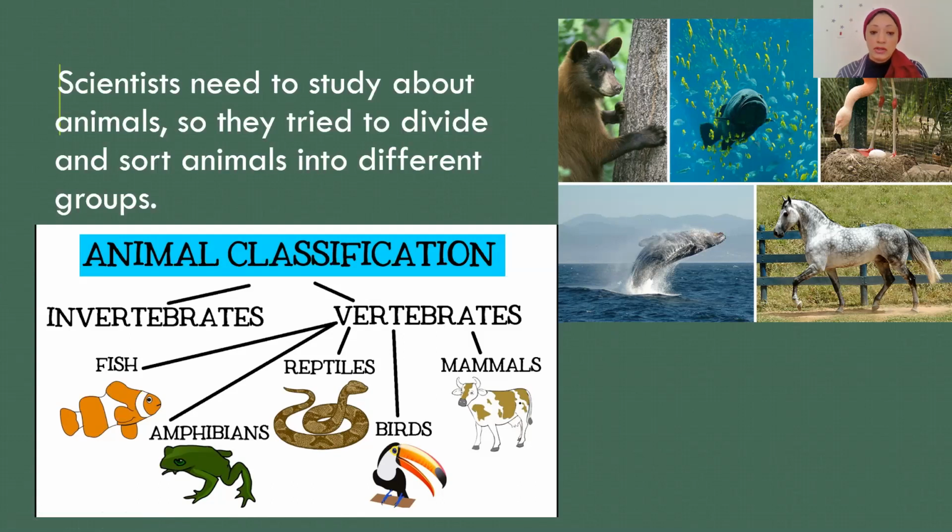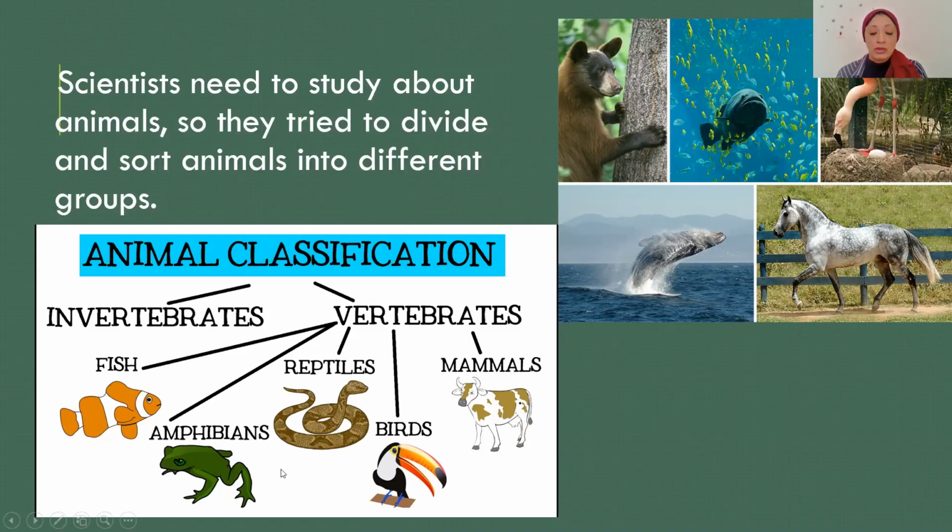So they divided these animals into another five groups, including mammals, birds, reptiles, amphibians, and fish. Okay, so the vertebrates are divided into mammals, birds, reptiles, amphibians, and fish, and these groups of animals are different. Let me give you an example. Fish are a group of animals that live in water.